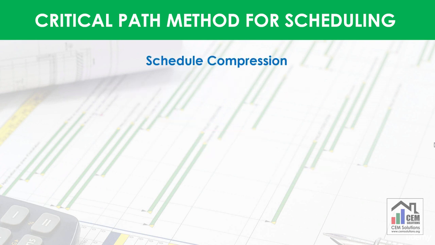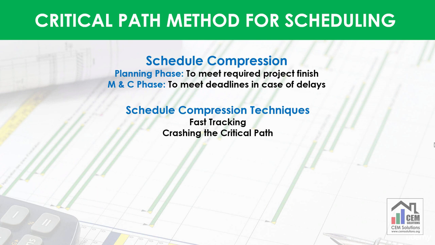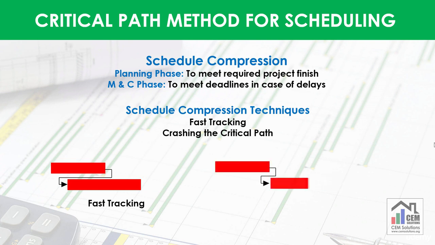It is often necessary to compress the schedule to meet the targets. Schedule compression is done in planning phase to meet required finish date of the project, and it is also done in monitoring and controlling phase to meet the deadlines in case schedule is delayed. There are two techniques which are used to compress critical path: fast tracking and crashing the critical path. In fast tracking, activities are tried to run parallel with other activities. And in crashing the critical path, duration of critical activities is shortened by increasing resources. So that's how CPM technique works.